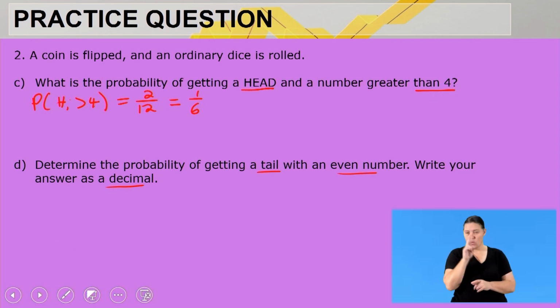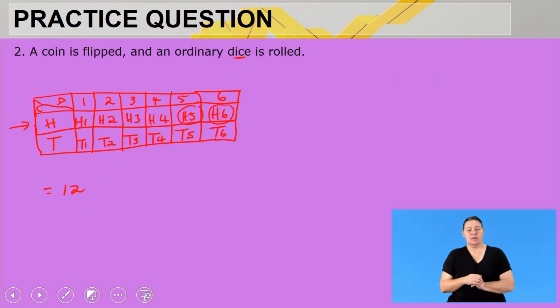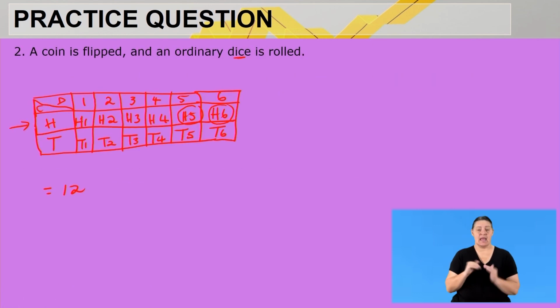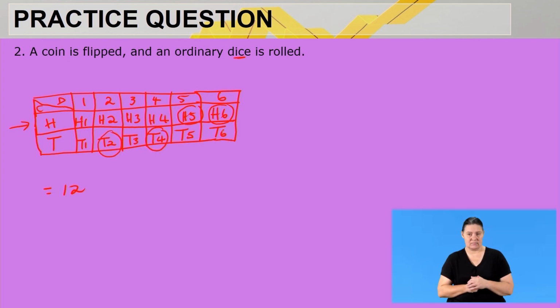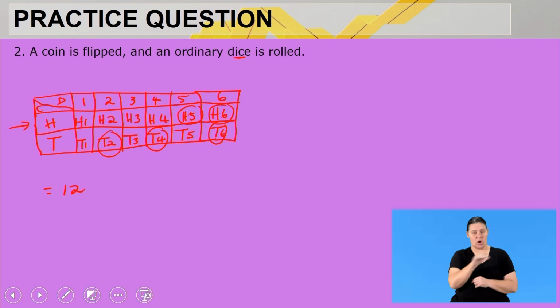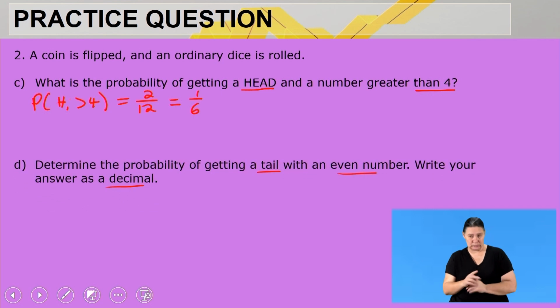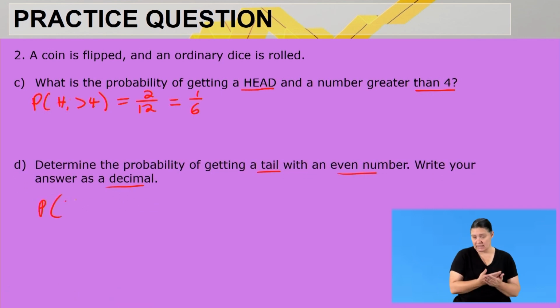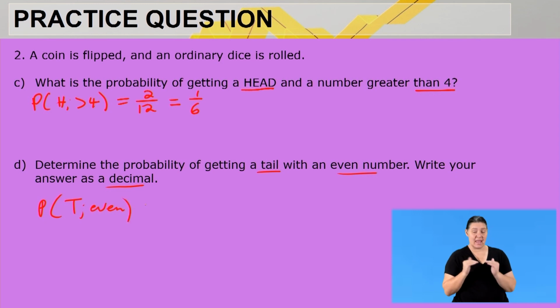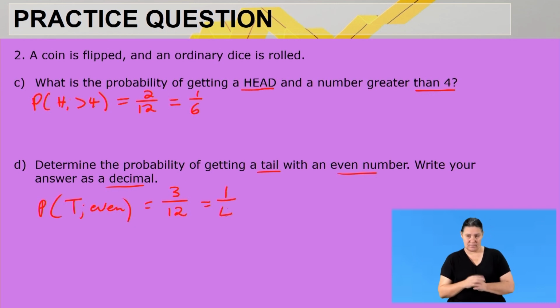Again, let's quickly look at the completed table. There we have tails. Even numbers will be what? That will be 2, 4, and 6. We agree. So it will then be 3 out of 12. Let's go back and quickly write that answer down. So the probability of tails with an even number, as we indicated, is 3 out of a possible 12. And remember, we can simplify this still by saying 3 goes into itself once, into 12 4 times.